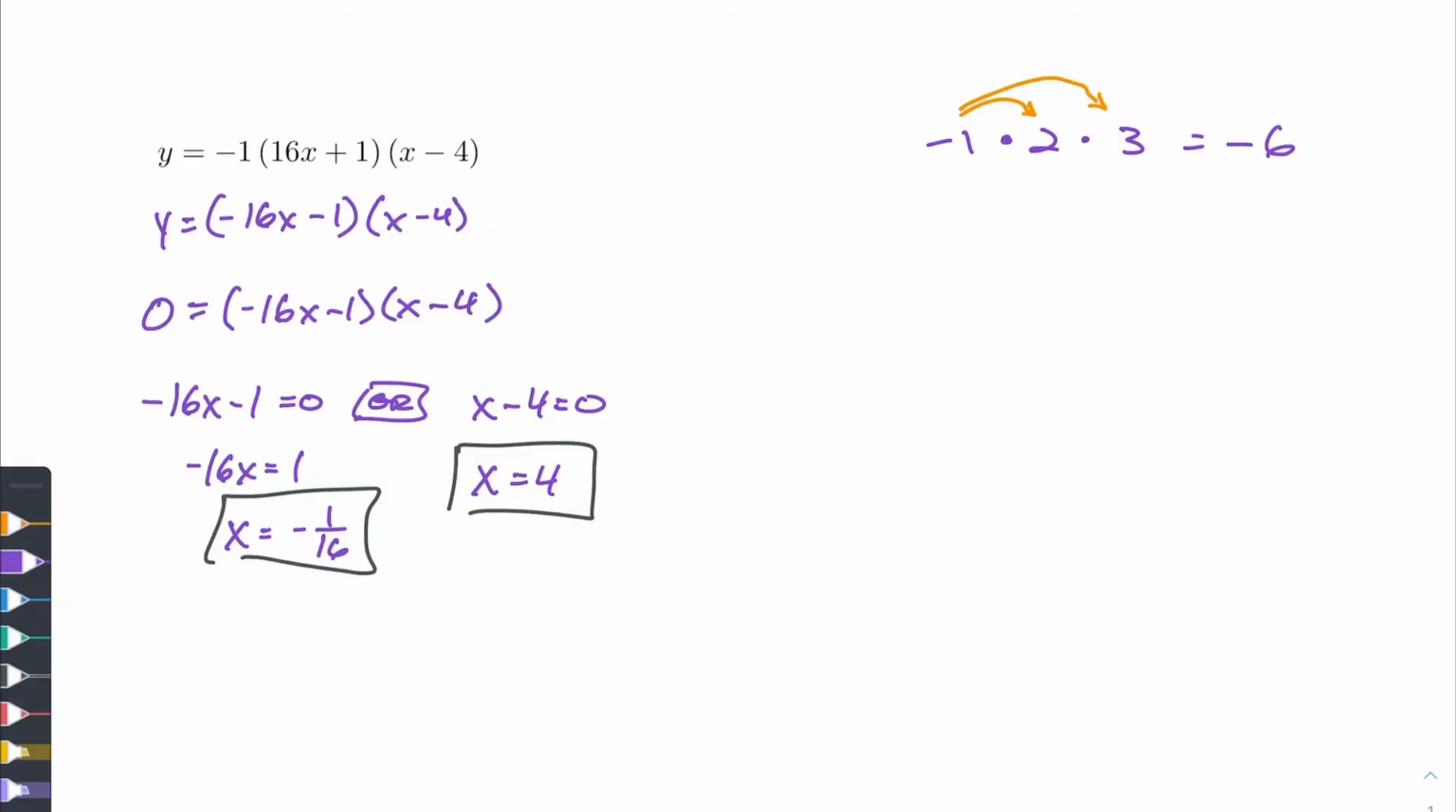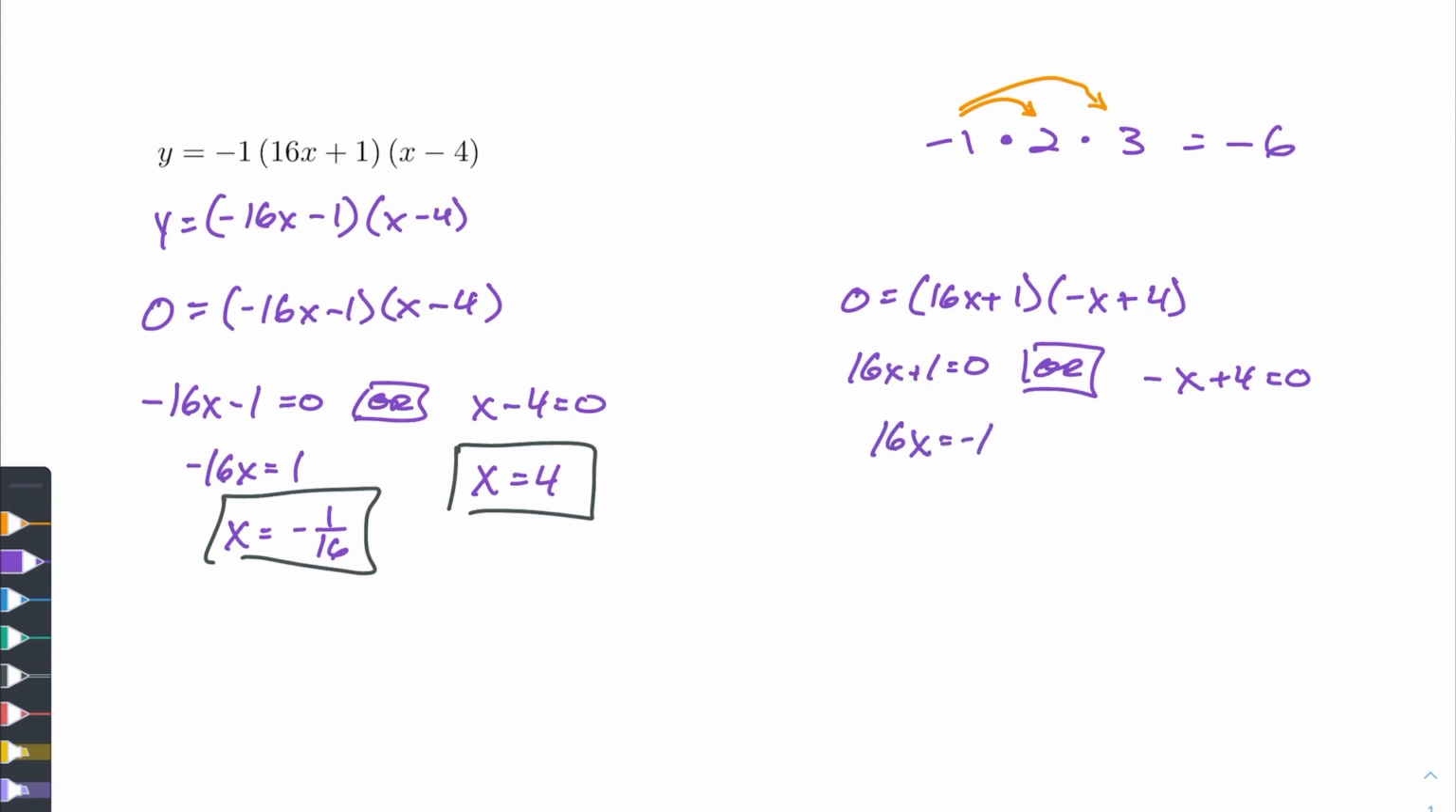Now, let's just see what would happen if I did take that -1 and put it over the x minus 4. You probably already figured out that it's going to be the exact same thing. All that means is I would have 0 equals 16x plus 1 times -x plus 4, right? I've just taken this -1 and I've distributed it across here: -x, +4. So when I do the null factor law again, I've got 16x plus 1 equals 0, or -x plus 4 equals 0. All right, so again, I'm going to subtract my 1 from here. So I've got 16x equals -1. When I divide both sides by 16, I'm still going to end up with -1/16.